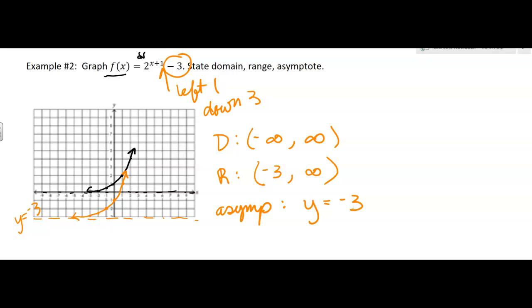Now you might have a question in your mind about the domain. Is it always going to be all real numbers? I don't like to say always. They could throw in some restriction or something weird. Pretty much it's usually all real numbers for a general exponential function, but I don't like to use the word always just in case.